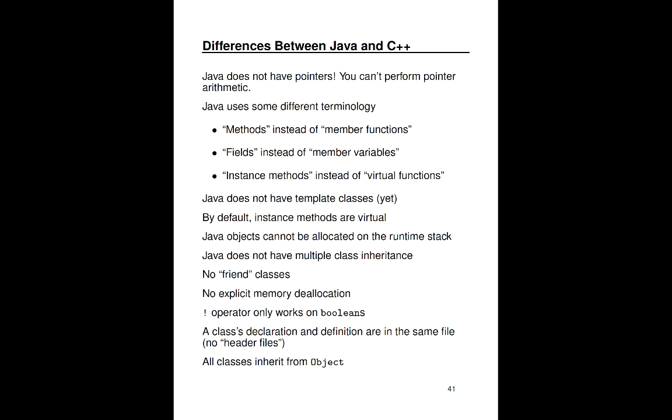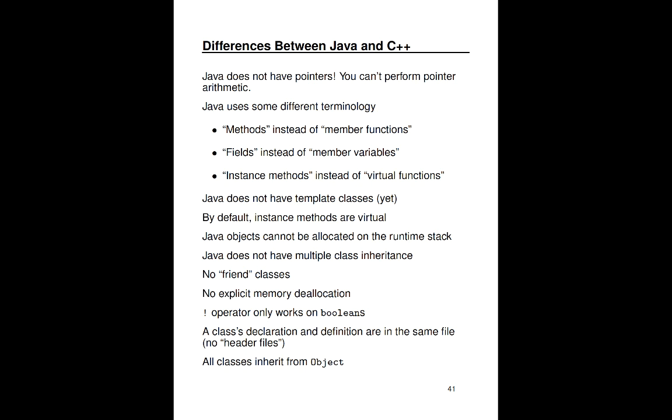So we've learned a lot about object-oriented programming. Here are some differences between object-oriented programming in Java and C++ that I wanted to highlight. Once again, Java doesn't have pointers, right? You can allocate objects, but you can't perform arithmetic on the pointers, and you don't free it yourself. You don't delete the objects. The garbage collector takes care of that for you.